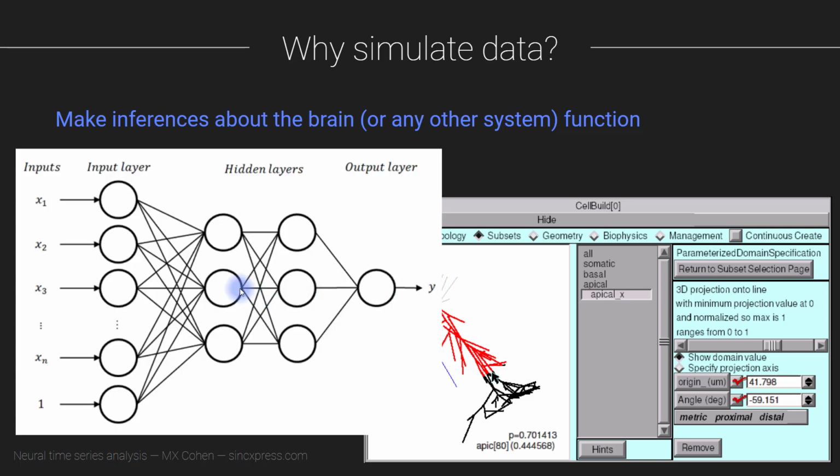Or you might have a model that looks something like this. Now, when you see a picture that looks like this, you probably think of deep learning, but before there was deep learning, we were using models that look something like this to understand something about the cognitive, representational, and computational architecture of the brain. So this would be a model that has some cognitive constraints and maybe also a few neural constraints. So this is one reason to simulate data.